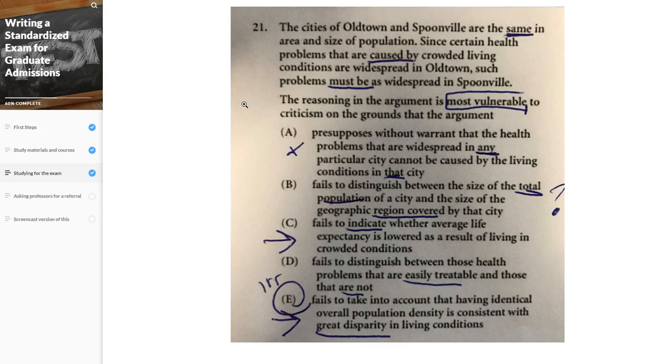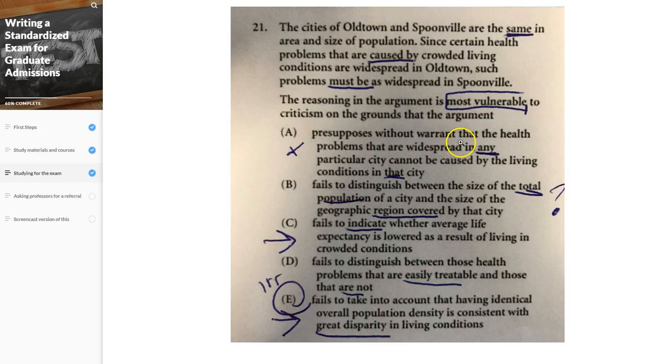Okay, so we've got an analogy. They're the same in these two ways. There's this one problem in Old Town, must be the same in Spoonville. Okay, the most vulnerability in an analogy is almost always a disanalogy, right? Maybe there's something different going on in Spoonville. I don't know, maybe there's something different going on in Old Town. Let's see. So the reasoning, I would revisit the stimulus here. The reasoning in the argument is most vulnerable to criticism on the grounds that the argument, what?